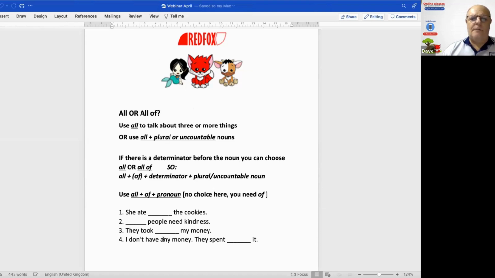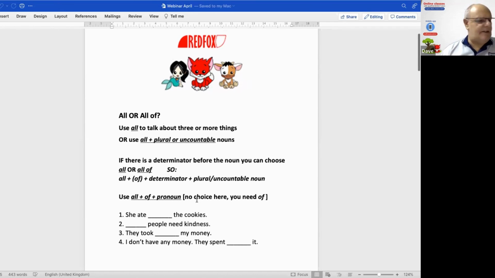Right, so for number 3, you could put either "they took all my money" or "they took all of my money", because here we've got "my", which is the determiner. So we can put "all of", or we can put "all". But in number 4, we follow the space with a pronoun, so this must be "they spent all of it". Okay, so hopefully we now know which of the structures we need when we encounter this issue.